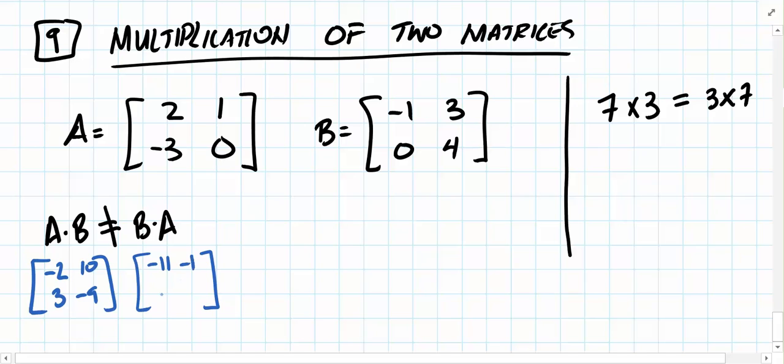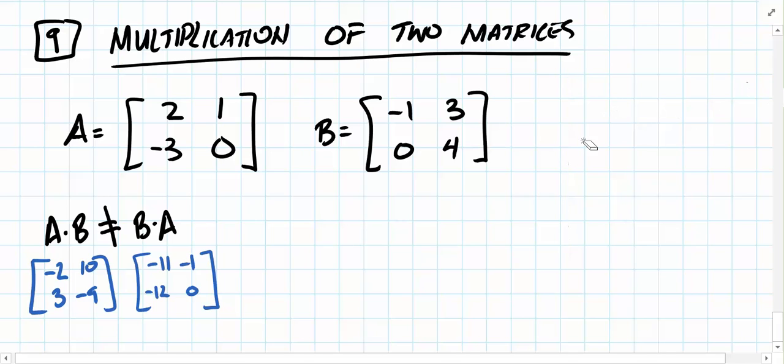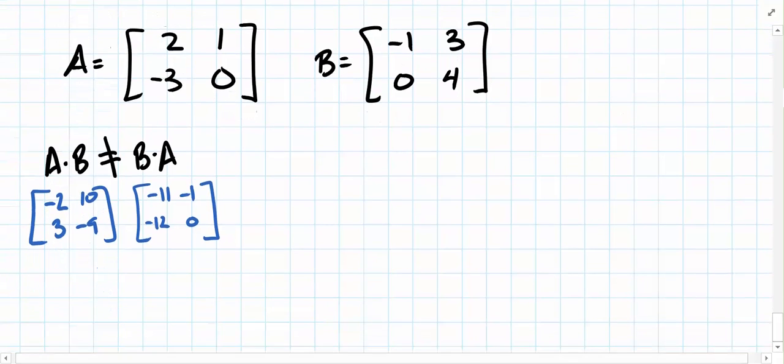A times B is not the same thing as B times A. Huh. What's going on? Okay, let's dive into this a little bit deeper. So I don't need this anymore, and I don't need this anymore. All right, it doesn't make any sense, right? Okay. Well, here's the first thing that we have to understand when multiplying two matrices. The order of the matrices matters. And the order in which we're doing them matters.